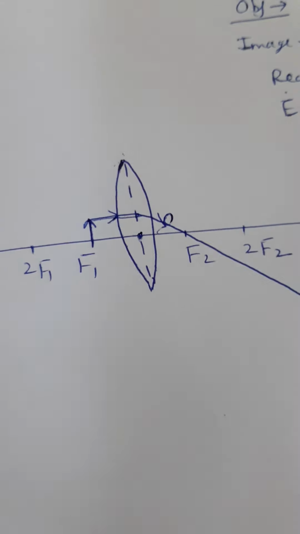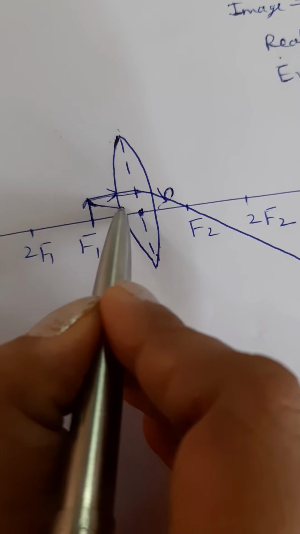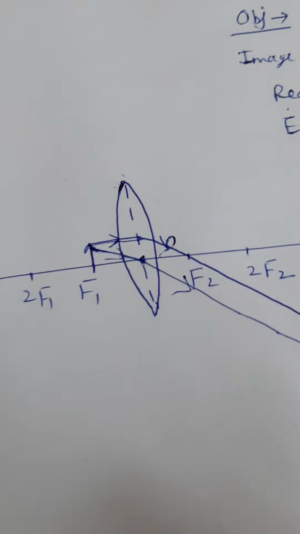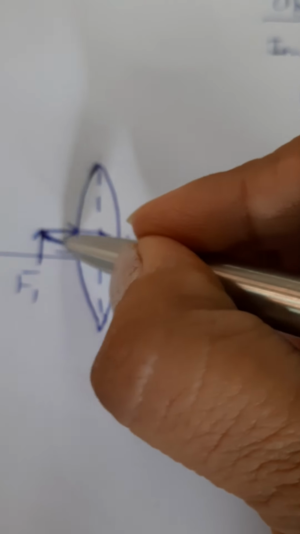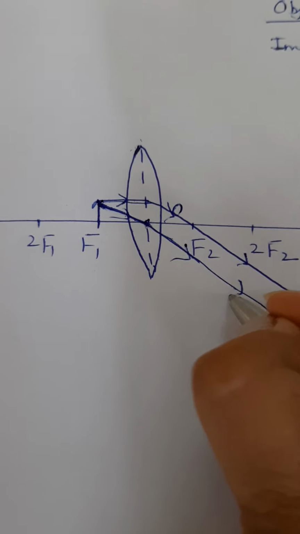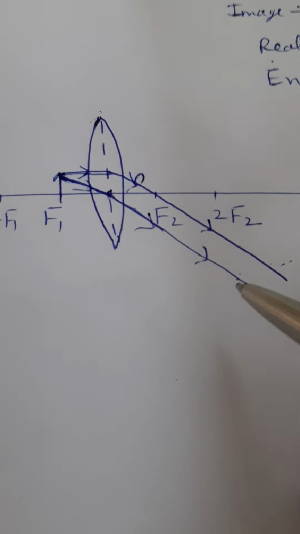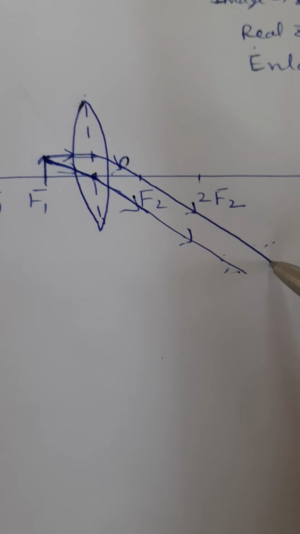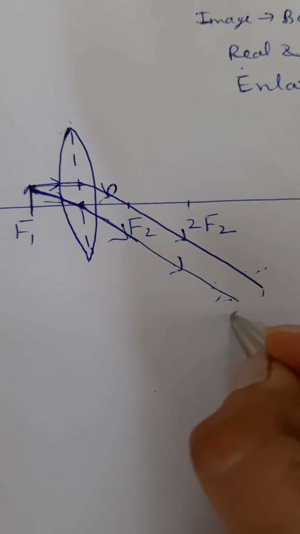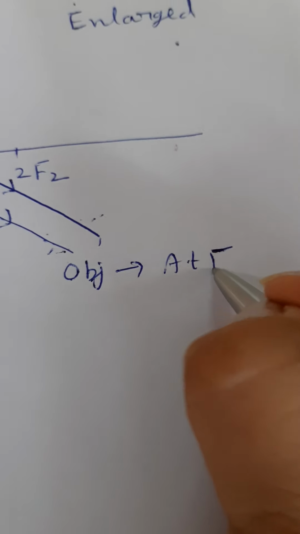And second, if an incident ray is passing through the optical center, it will remain undeviated. This one. You need to draw with a scale, a straight line. Maybe when I am drawing freehand, it is not looking straight. So these two lines should be parallel to each other if the object is kept at F1. If these lines are parallel to each other, we consider that the image is formed at infinity. So what is the position of the object? The object is at F1.